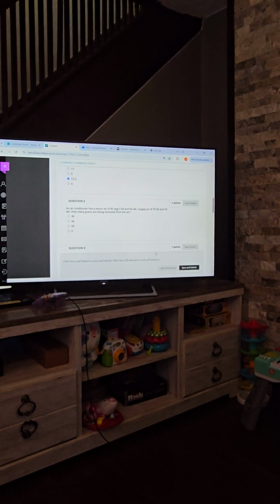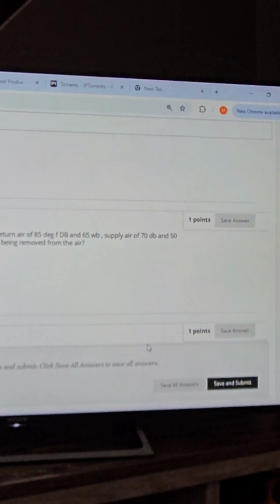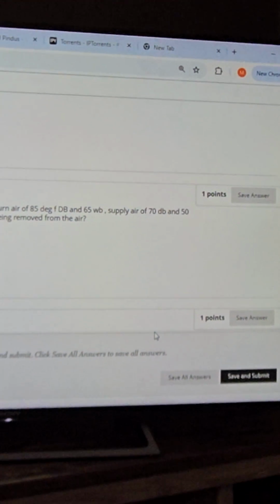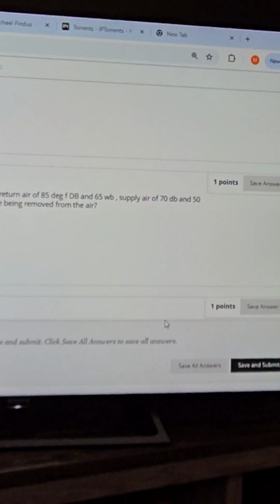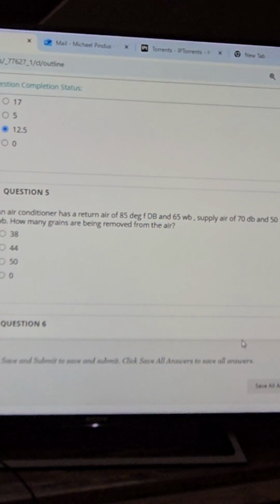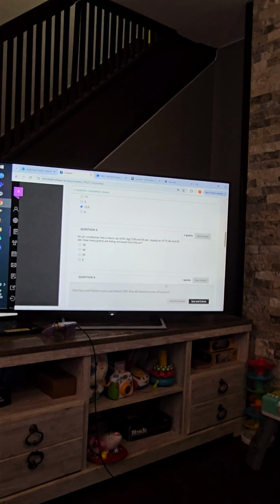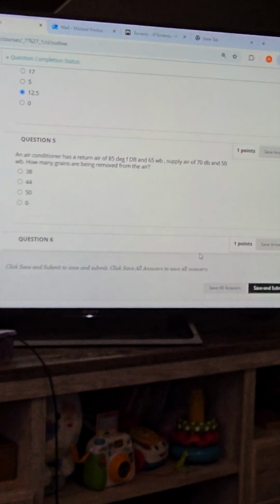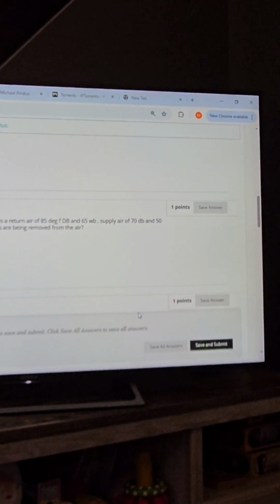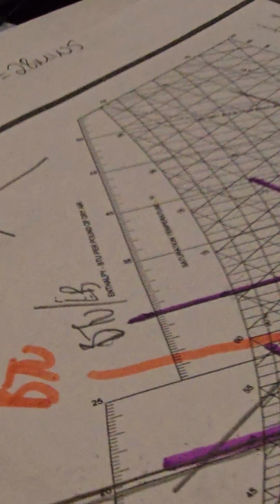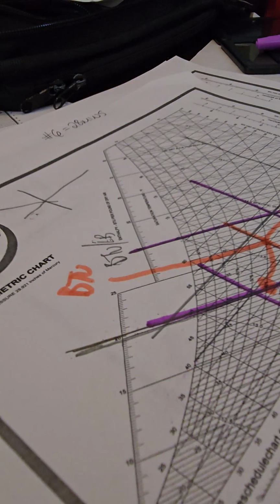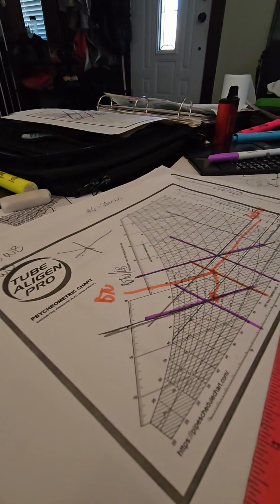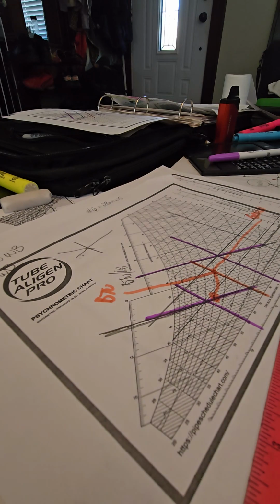So this question, I am so sorry. This question does give us our supply air of 70 degrees dry bulb and 50. I mean, what I said was still right, but it doesn't apply to this question. Sorry, I have to replot that. Okay.